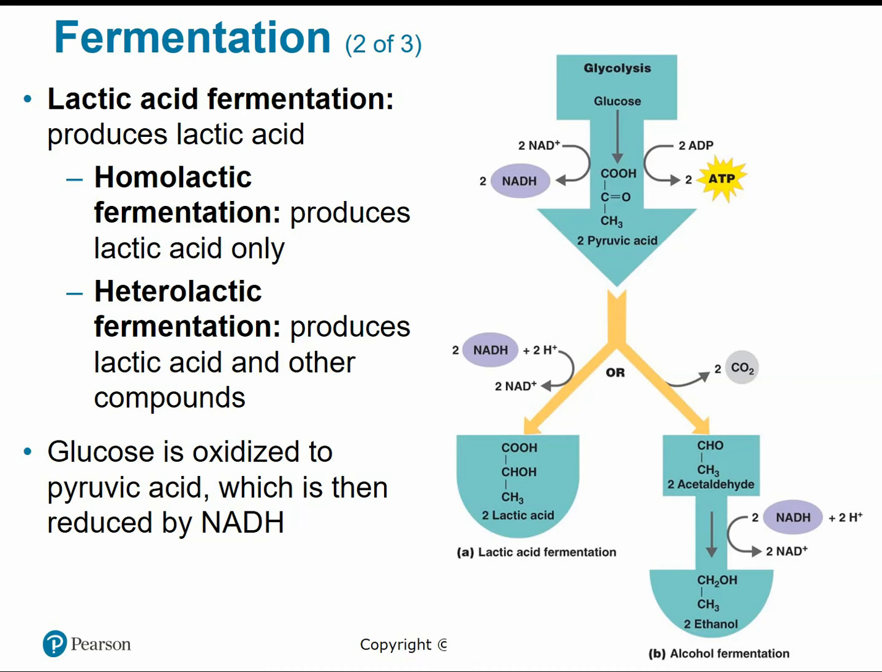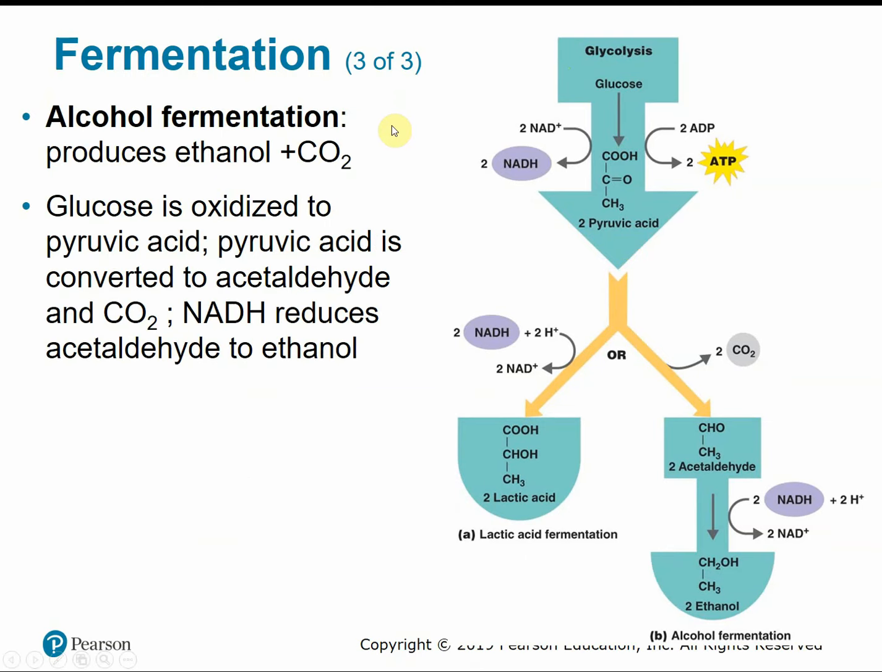But unlike natural fermenting organisms, we can only undergo fermentation for a short period of time, because that lactic acid will build up in our cells and cause that painful, burning sensation. Homolactic fermentation produces only lactic acid. Heterolactic fermentation produces lactic acid and other compounds. But the process of glycolysis is essentially the same. So glucose is oxidized, or broken down, into pyruvic acid and then reduced by NADH. Alcohol fermentation produces ethanol and CO2.